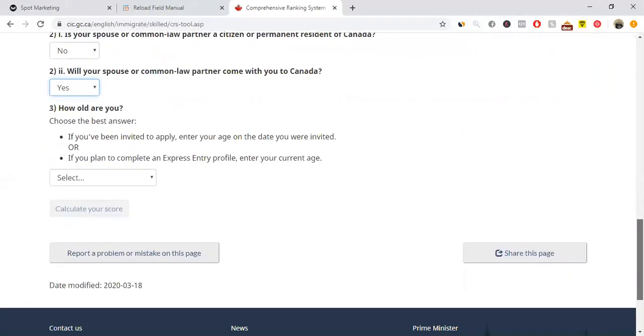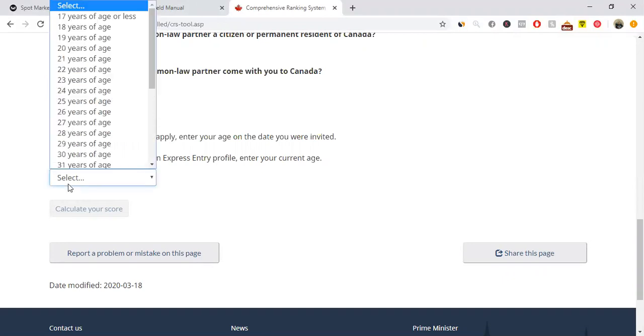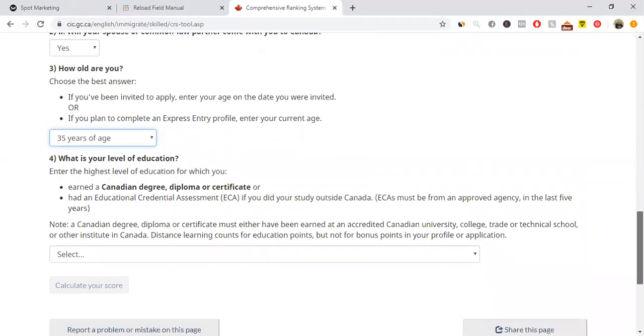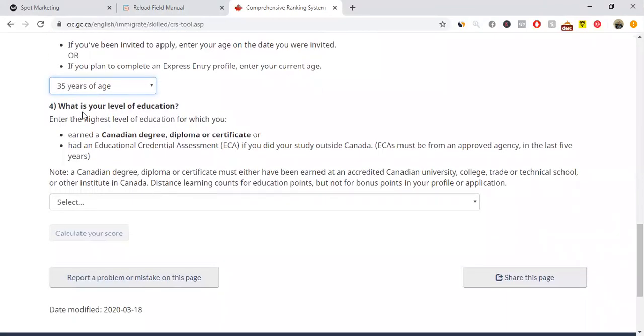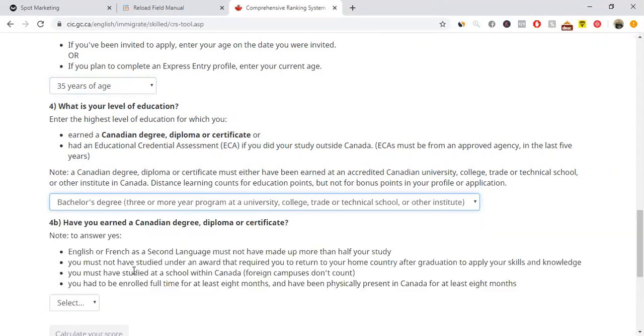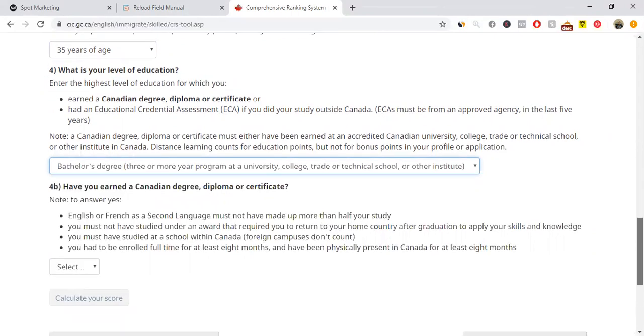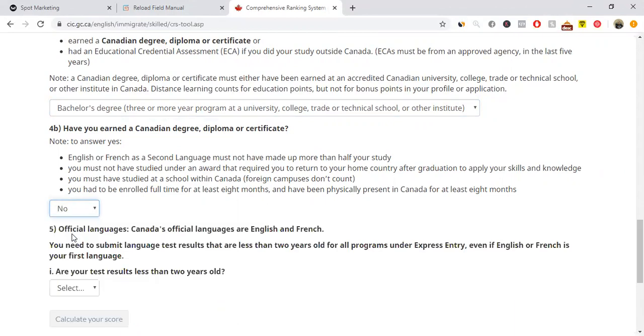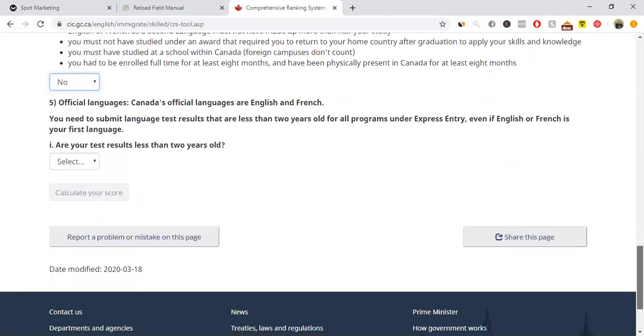So this is for you. You're married. How old are you? So let's just use the age of 35. When you use 35, you also need to keep in mind that the younger you are, the higher your score that you are going to get. So what is your level of education? Now, level of education, we're going to use a bachelor's degree. I'll still talk more about that later on. Have you earned a Canadian degree, diploma, or certificate? No.